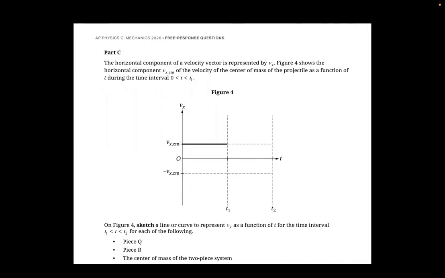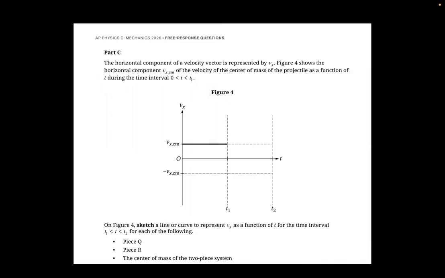Let's move on to part C. The horizontal component of a velocity vector is represented by v sub x. Figure 4 shows the horizontal components of the center of mass of the projectile as a function of t all the way up to t1. And we are asked to sketch a line or curve to represent Vx as a function of time for each of the following: Q, R, and the center of mass.